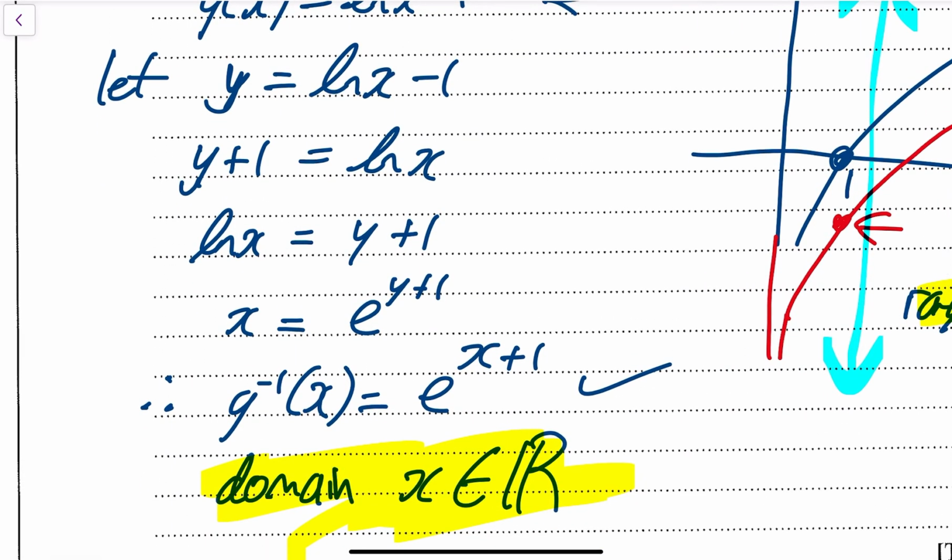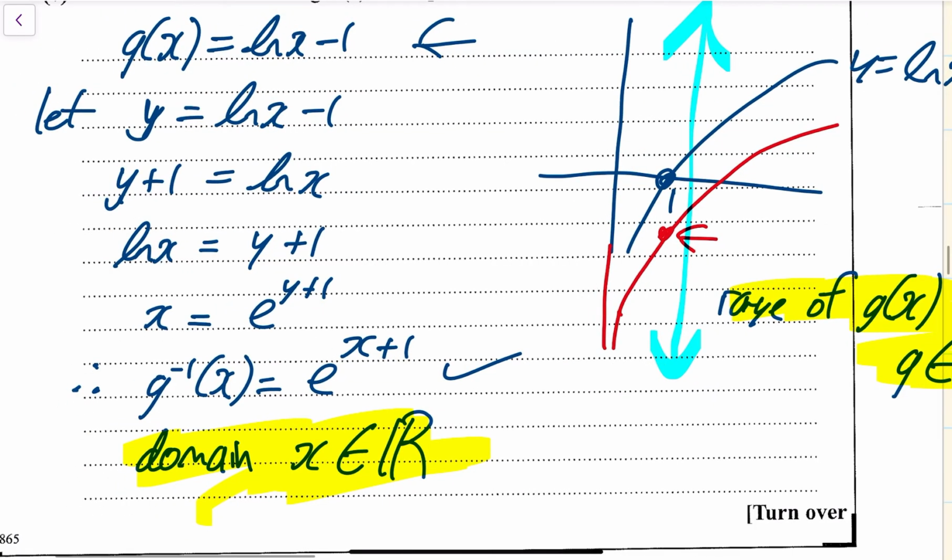Then the inverse of ln is e to the power of something. So x is equal to e to the y plus 1. That means your g to the minus 1, the inverse, is e to the x plus 1. Most of your marks for that.